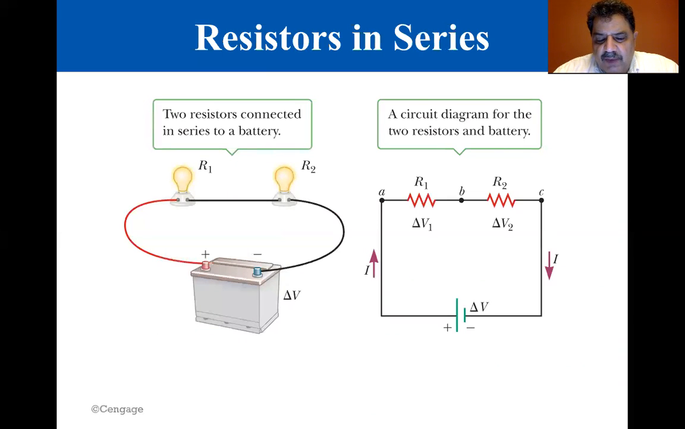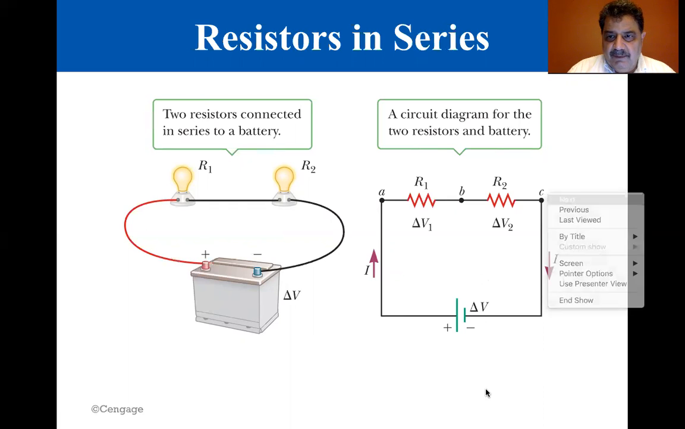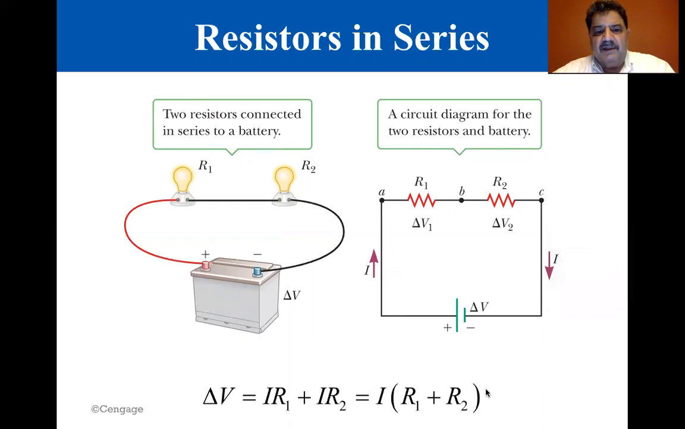Because the potential difference between A and B in the middle figure equals IR1, and the potential difference between B and C equals IR2, the potential difference between A and C is given by this equation. Delta V equals IR1 plus IR2 equals I times the quantity R1 plus R2. It doesn't matter how many resistors we have in series. The sum of the potential differences across the resistors is equal to the total potential difference across the combination. This result is a consequence of the conservation of energy.